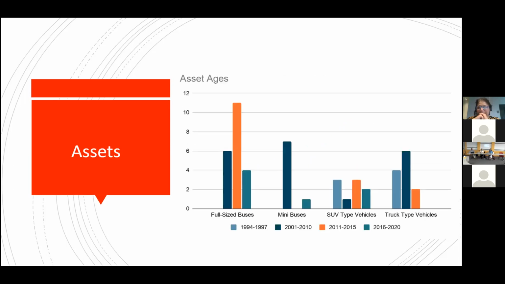Then every year we give you an update on our asset ages. So as you can see, kind of how it falls out. Our full-size buses, we do have some aging fleet there. I think our mini buses are obviously our oldest assets that we have on hand currently, and same with our truck type vehicle. So we are looking at some ways that we can start replacing those older assets that we have on the road.